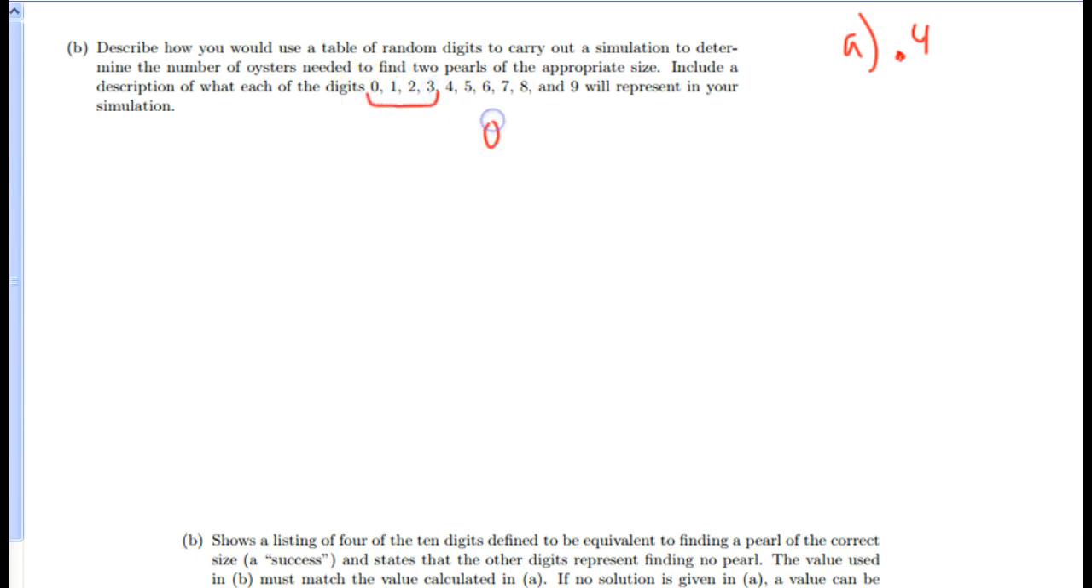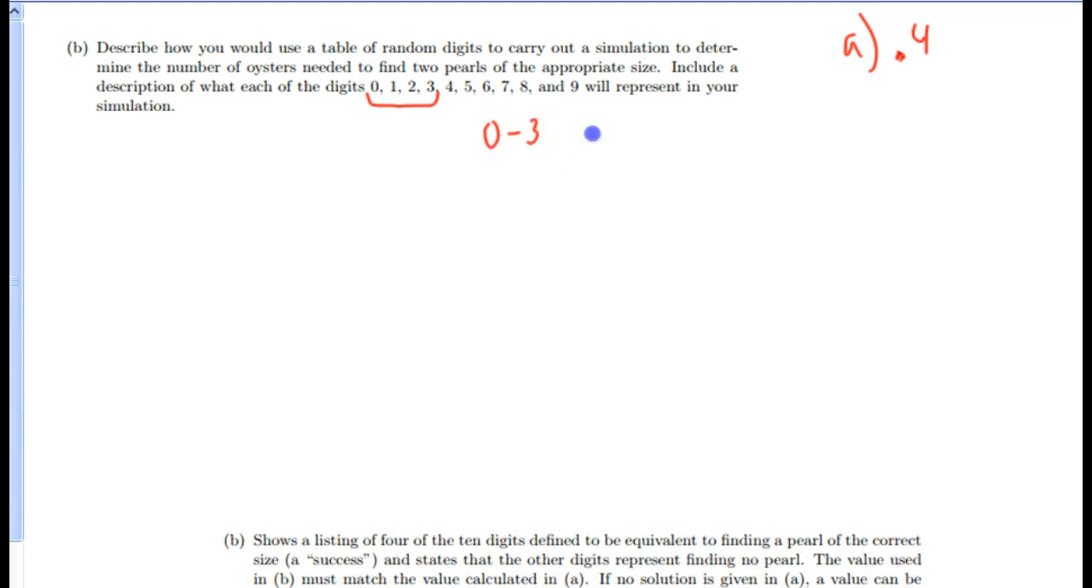So we might assign numbers 0 through 3 to, what is this? To determine the number to find 2 pearls. So this is for finding 2 pearls. So this is success, which is finding 2 pearls. And then the digits 4 through 9 are failure to find the correct amount of pearls. Basically, you'd want to say something like that. And so describe how you would do it.